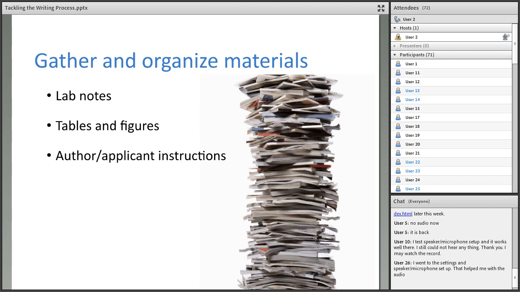Also, you need to collect the names and materials used and their suppliers, the author or the applicant instructions, the list of your co-authors along with their email addresses and their phone and fax numbers, acknowledgments, any relevant poster and slide presentations, and your outline.